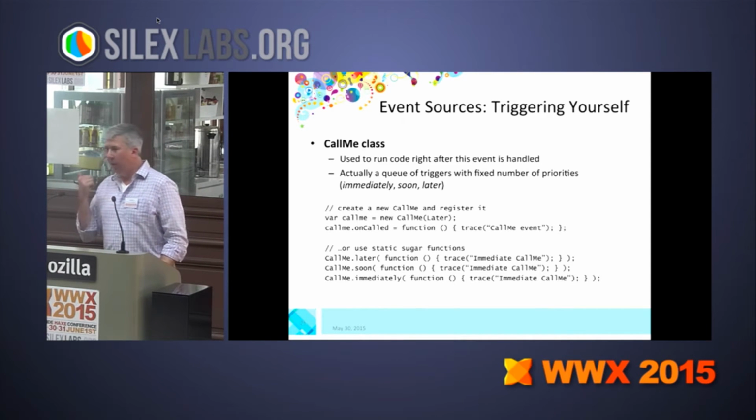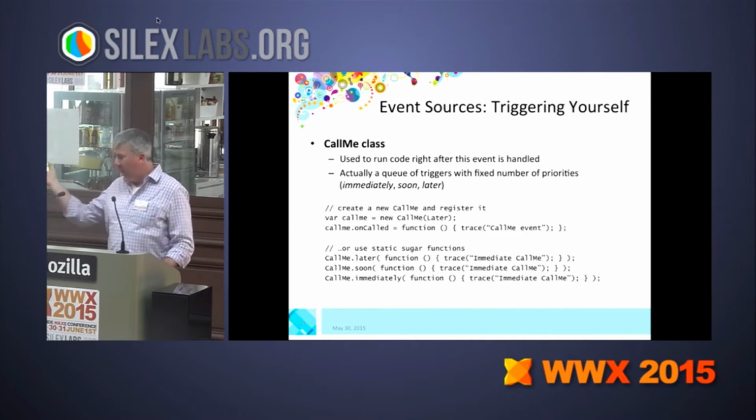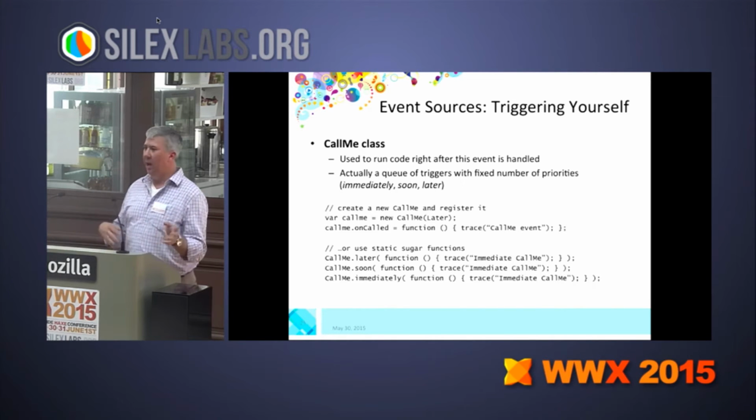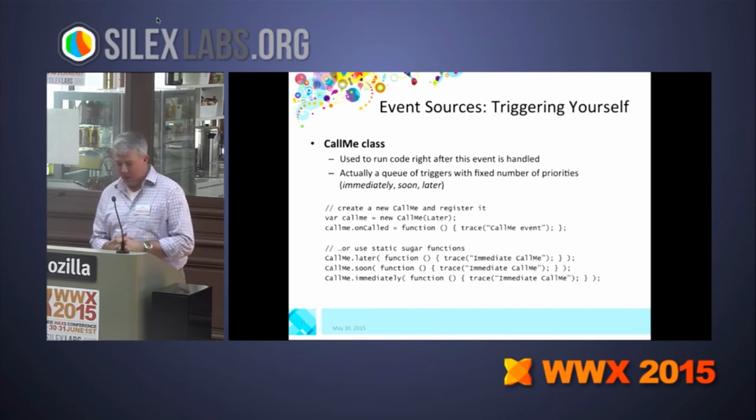So why is this different? Well, one thing we did differently here is it has a very small, fixed number of priorities, and it's actually a priority queue, which can be useful if you want to do any kind of event collapsing or other things like that.